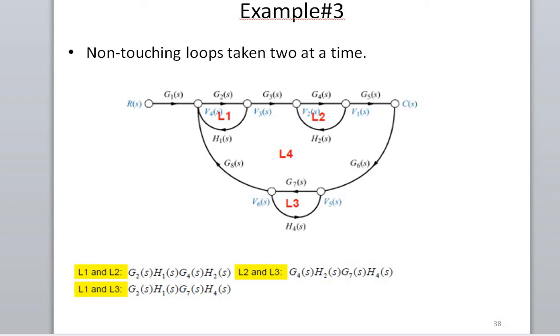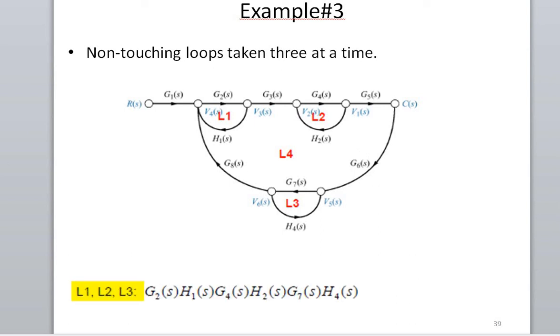So we have to write the combinations of all three non-touching loops. So that is the next step. Non-touching loops taken three at a time, or all possible combinations of three non-touching loops. If you check, you can see that only one combination is there because there are only 4 loops here, and this L4 is connected with all other loops. So the possible combination of three non-touching loops is L1, L2 and L3. So we have to write the loop transfer functions of L1, L2 and L3, the product of the loop transfer functions of L1, L2 and L3, that is shown here. That is the next step.